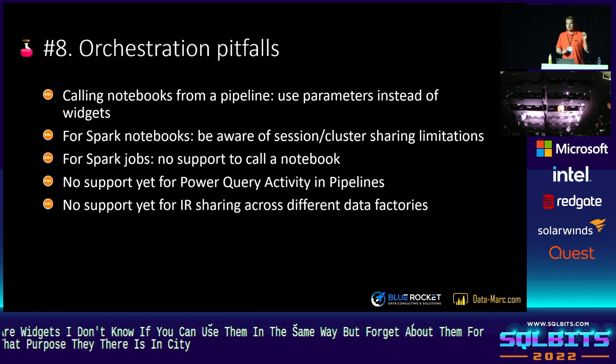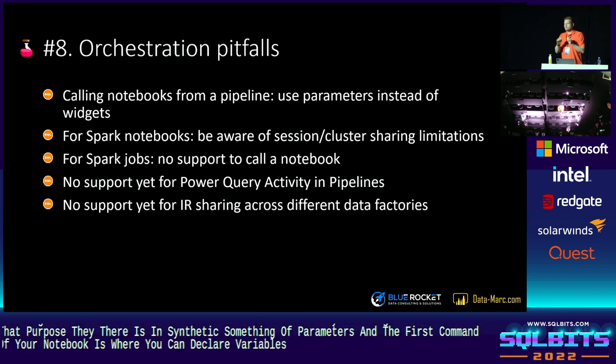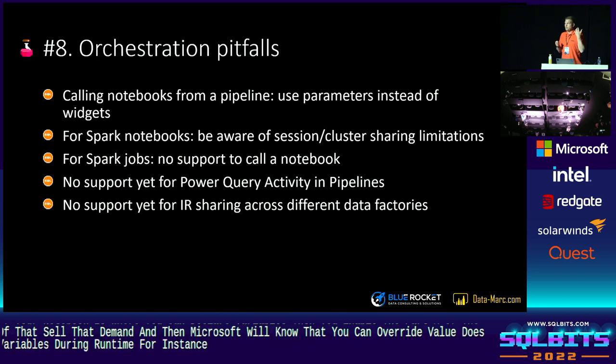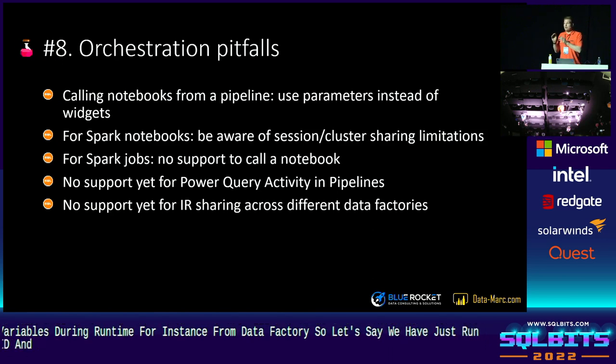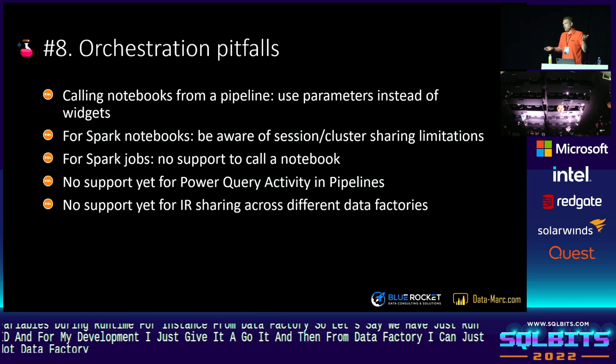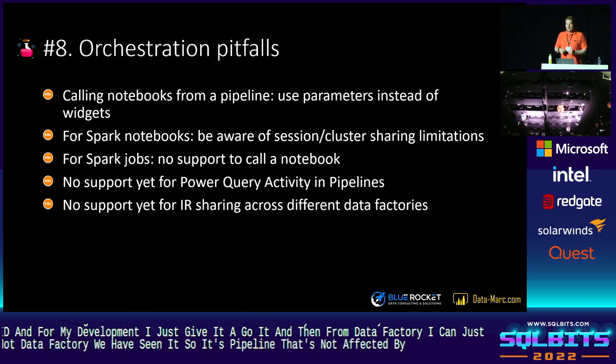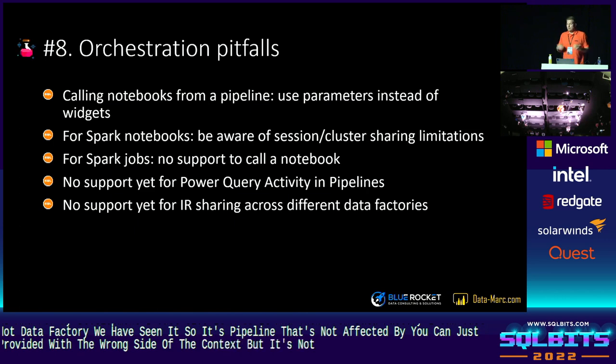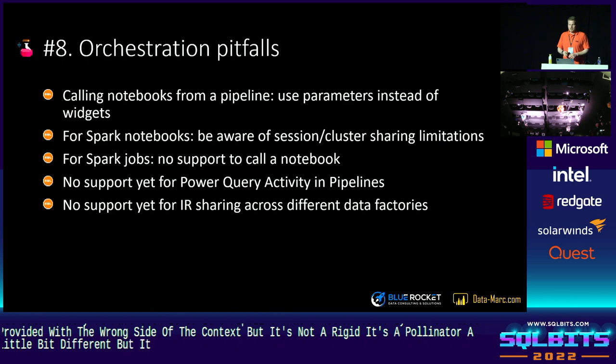There is in Synapse Analytics something called parameters. And the first command of your notebook is where you can declare variables. And then you enable the parameters of that cell, that command, and then Microsoft will know that you can override those variables during runtime, for instance, from Data Factory. So let's say we have just a run ID, and for my development, I just give it a GUID, and then from Data Factory, not Data Factory, we have Synapse, so it's a pipeline, you can just provide it with the run ID of the context. But it's not a widget, it's a parameter. It works a little bit different, but it provides the same functionality.